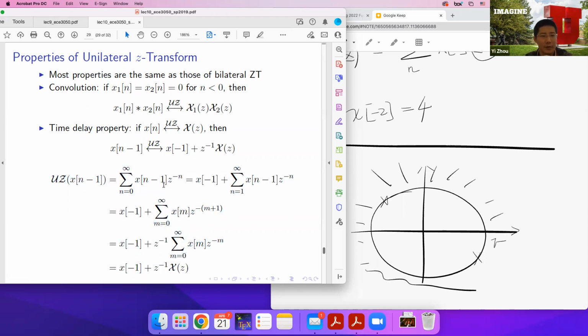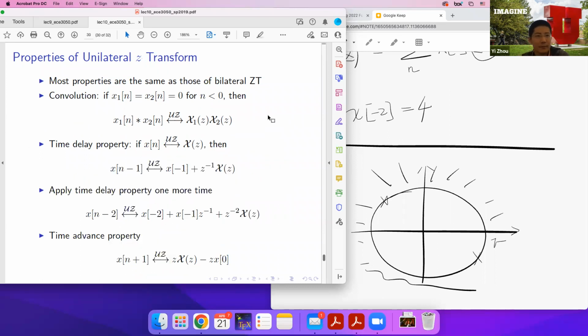You can follow the definition, and step by step you can derive it. So I will ignore this part. But the key is that when you apply the unilateral transform to these time-shifted signals, you have to know these initial conditions.